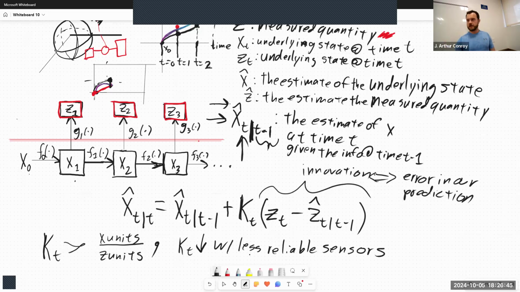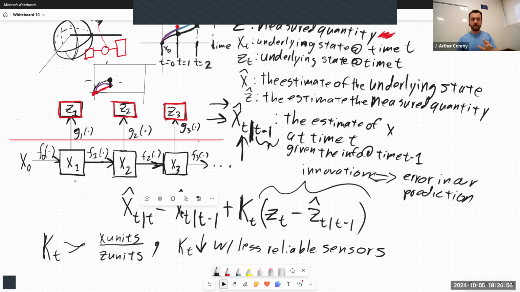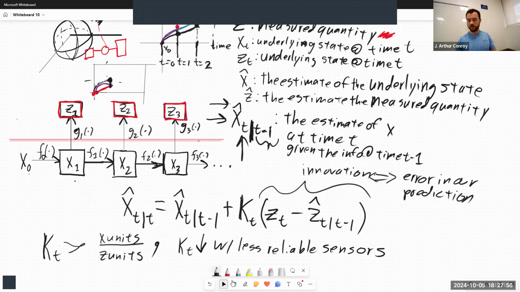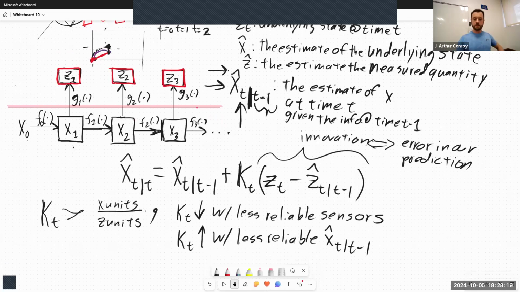And as we get less certain about the state of X, let's phrase it like this. As our uncertainty in the state of X at the previous time step increases, so as the uncertainty in this estimate goes up, what should happen to the gain K? All right. So as we get less certain about our previous estimate, we should rely more on our innovation. So our gain is going to increase with less reliable prior estimates.